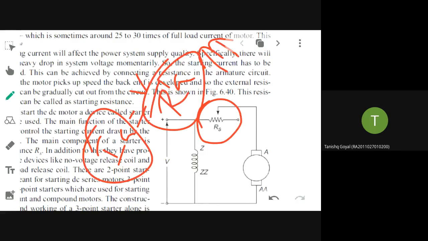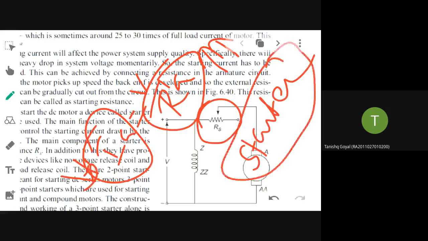Decrease, ma'am. It will decrease. That is why you need to have a starter. You cannot start the motor directly from the supply. You have to have a starter in between. So what is the necessity of a starter? That is an important question. Why do you need to have a starter?